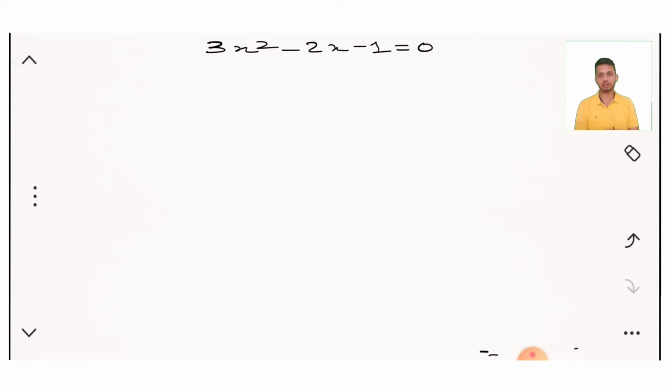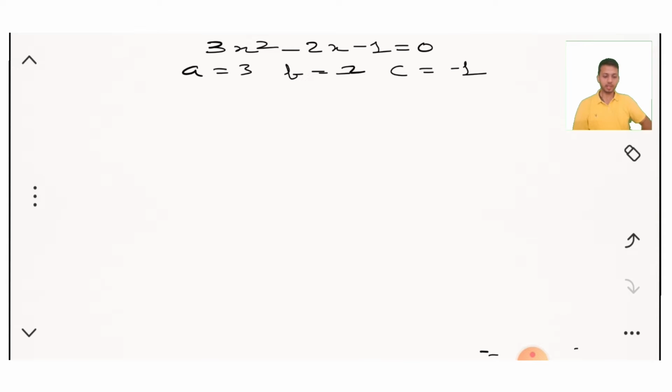So here is the question: 3x square minus 2x minus 1. First we have to write the value of a as 3, the value of b as minus 2, and the value of c as minus 1.